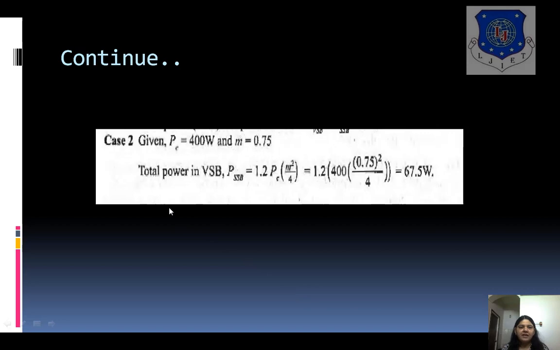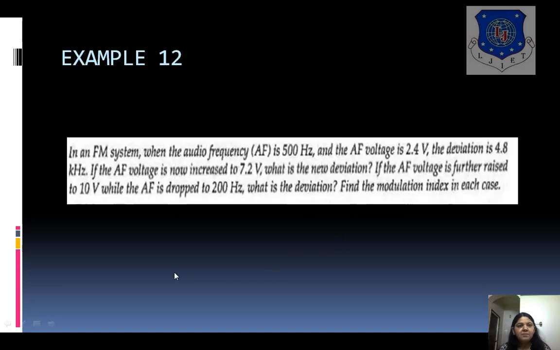For the second case, PC is equal to 400 watt and small m is equal to 0.75. So total power PVSB is equal to 1.2 PC m square by 4. So by putting in all these values, we get 67.5 watt.